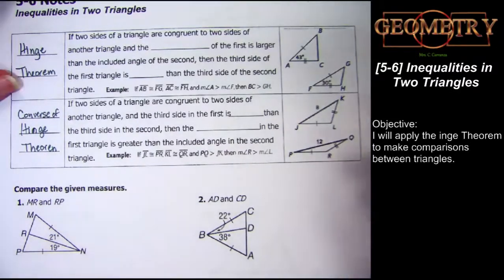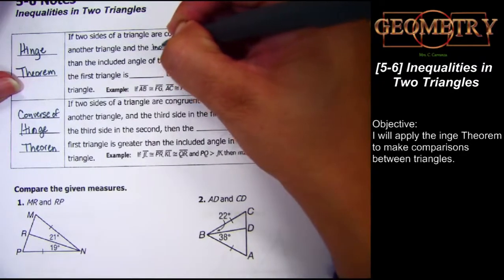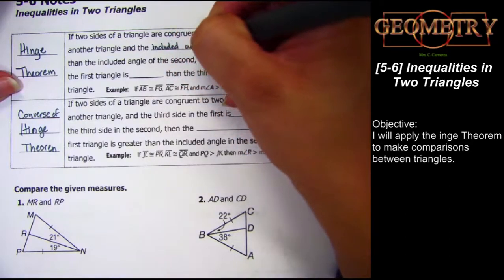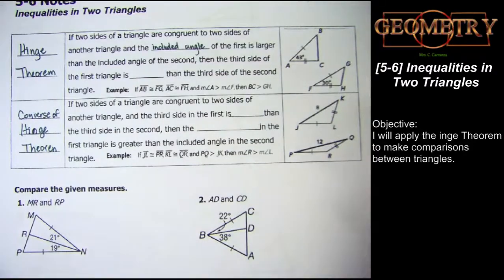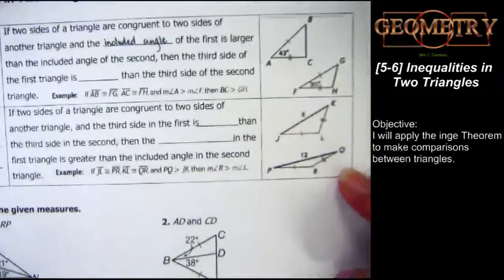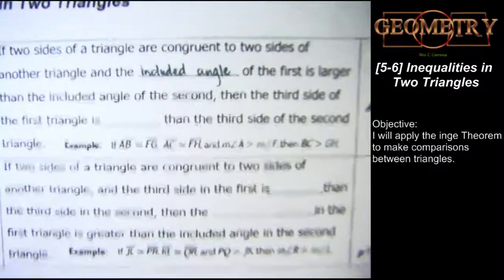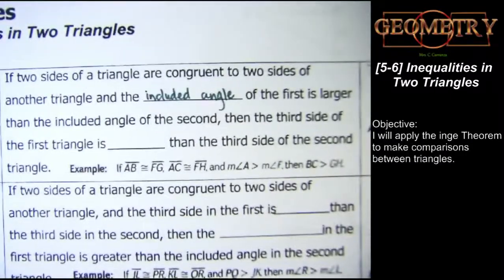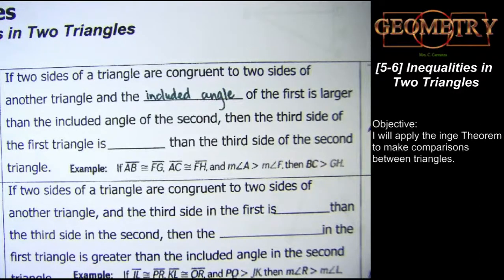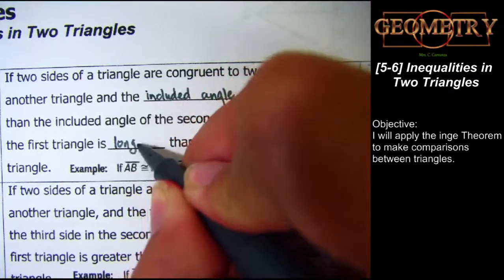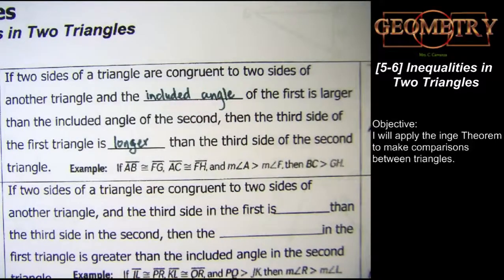So the Hinge theorem states, if two sides of a triangle are congruent to two sides of another triangle, and the included angle of the first is bigger than the included angle of the second, then the third side of the first triangle is longer than the third side of the second triangle. Let me zoom in a little bit because I realize that that's really small. This is a, well, duh kind of thing, right?